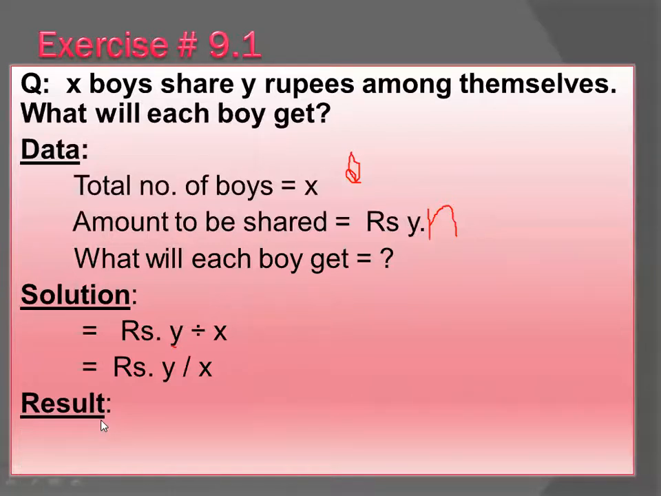So what will be the result here? Each boy will get rupees y upon x. Why are we taking y as the numerator? Because this is the amount to be shared. Okay, that is why. And the total number of boys will be taken as your denominator.